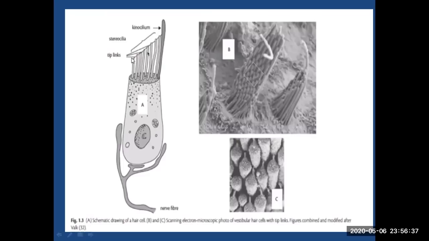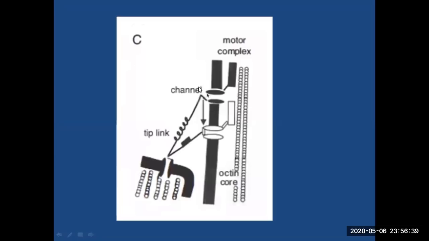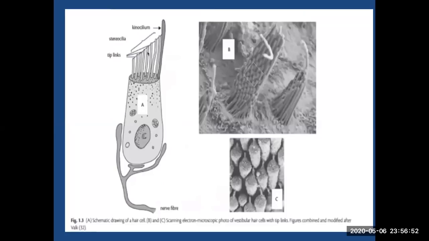Once these tip links open up, potassium enters these channels and causes depolarization and generation of action potential, and that's how the stimulus is sent, by releasing the vesicles, and this stimulus is sent through the nerve fibers here. So this is the electromicroscopic view of the vestibular hair cells with the tip links.